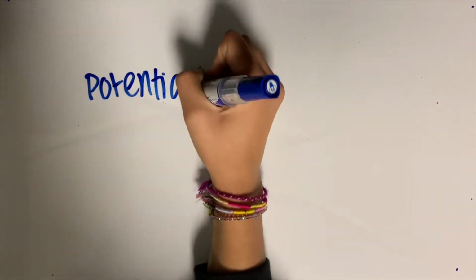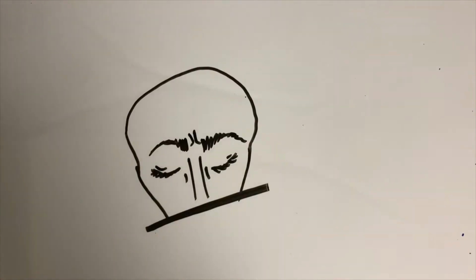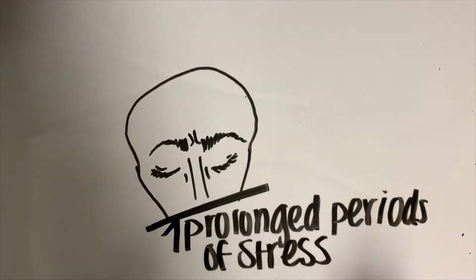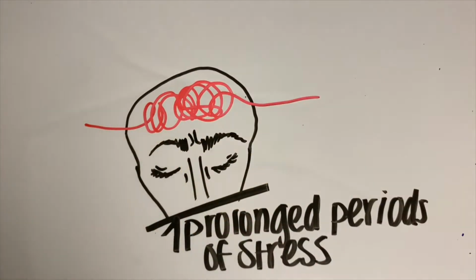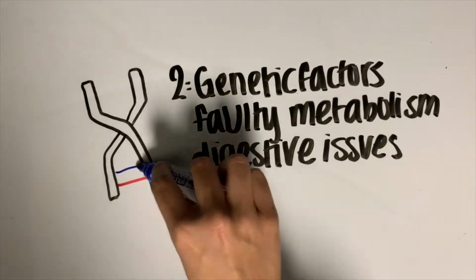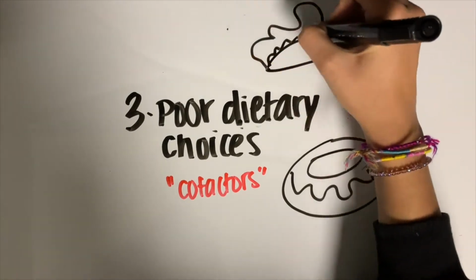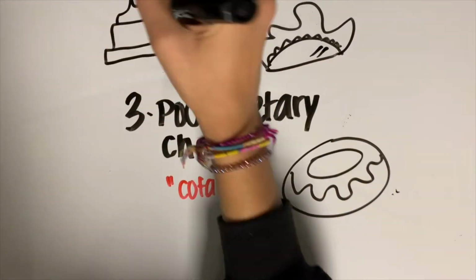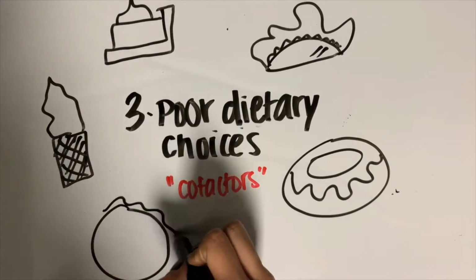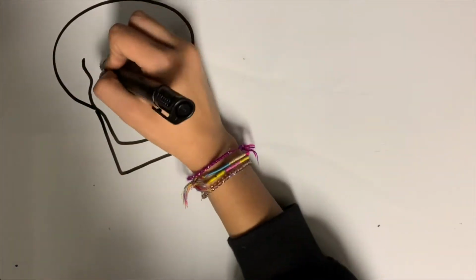I'm going to be talking about the potential causes for serotonin deficiency. The first one is prolonged periods of stress. These can deplete serotonin levels. Our fast-paced, fast food society greatly contributes to these imbalances. Genetic factors, faulty metabolism, and digestive issues can impair absorption and breakdown of our food, which reduces our ability to build serotonin. Neurotransmitters are made in the body from proteins. Also required are certain vitamins and minerals called cofactors. If your nutrition is poor and you do not take enough protein, vitamins, or minerals to build the neurotransmitter, a neurotransmitter imbalance develops.